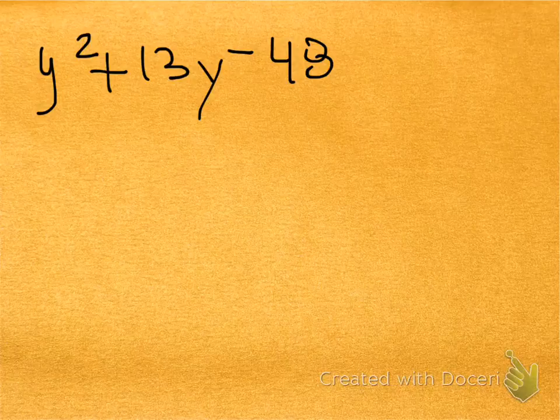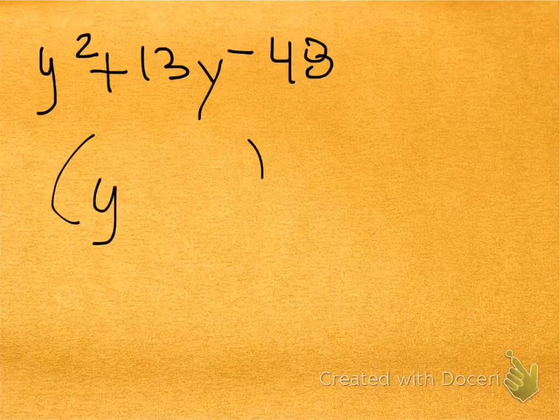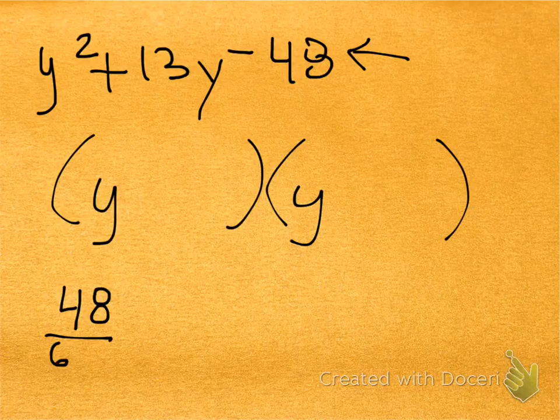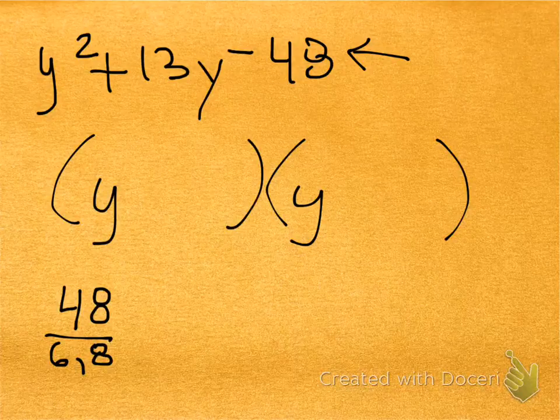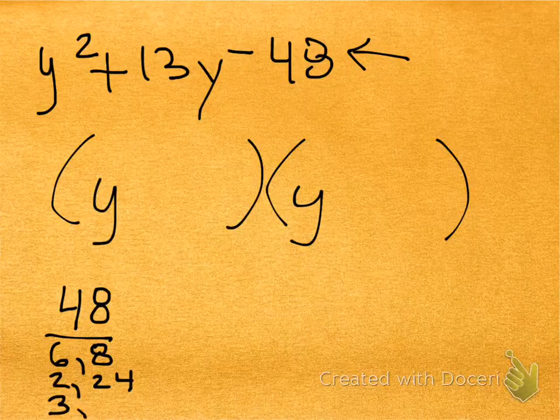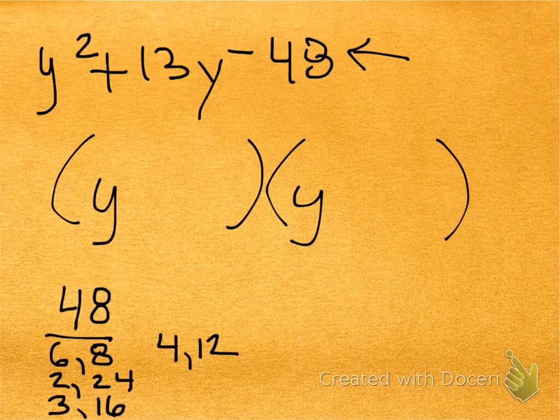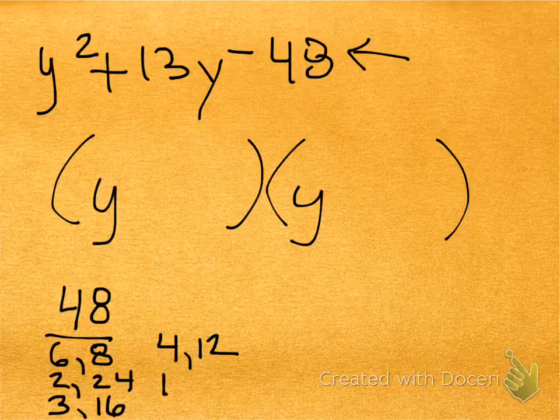Continuing, we have y's this time. So we need factors of 48 that give us 13. We have 6 and 8, 2 and 24, 3 and 16, 4 and 12, and then 1 and 48, and that should be it.